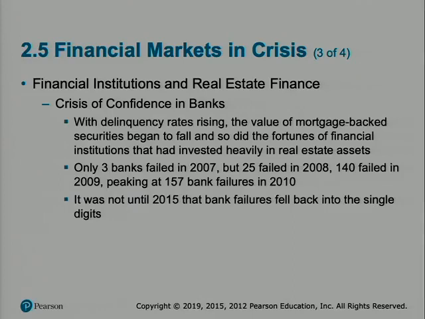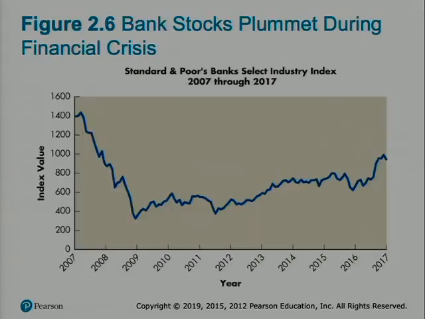But only 3 banks failed in 2007. 25 banks failed in 2008, and 140 banks failed in 2009, and 157 banks failed in 2010 because the investors were just not paying. People who were getting these mortgages were not paying for them. They were defaulting on them. So that was putting a lot of banks out of business.